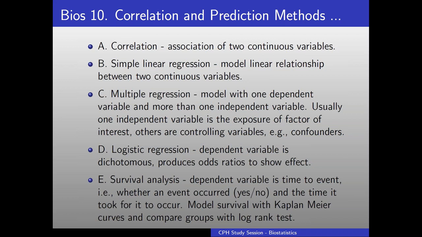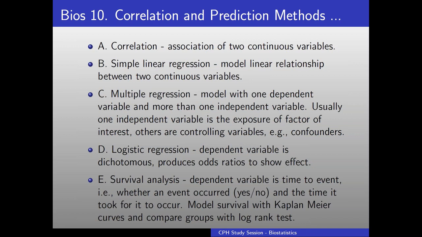Multiple regression. Now, multiple regression can apply to any type of regression, but multiple regression means that there is one dependent variable and more than one independent variable. So you have one y, but you have a bunch of x's. This usually happens because one independent variable is the exposure or the factor of interest, and then others are controlling variables like a confounder.